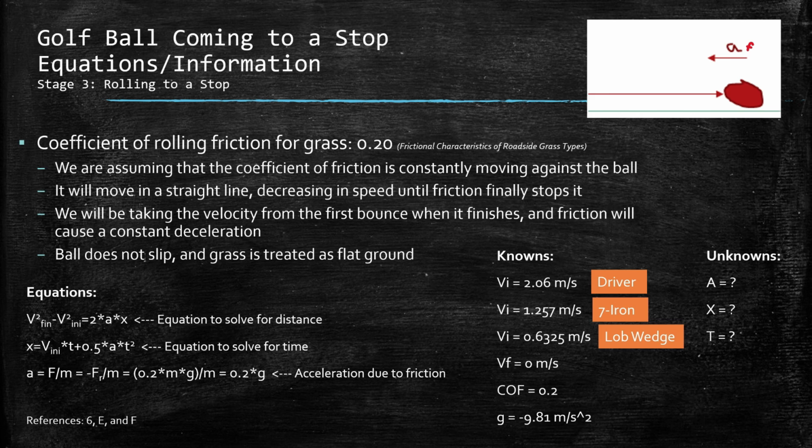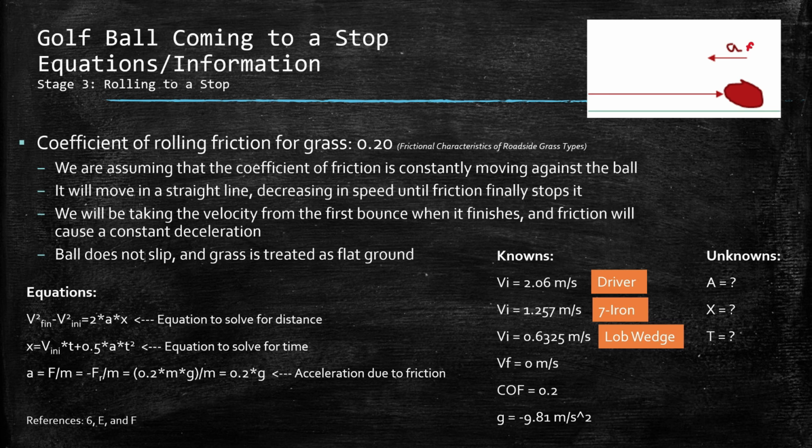We'll be taking the velocity from the first bounce when it finishes, and friction will have a constant deceleration. We're also going to assume that the ball will not slip, and the grass will be treated as flat ground. So we got our equation to solve for the distance, the time, and the acceleration due to friction.